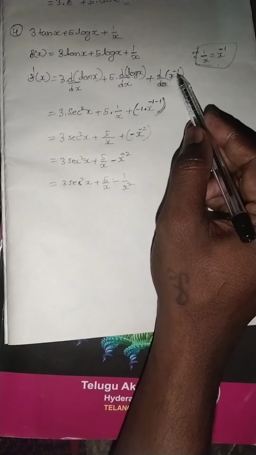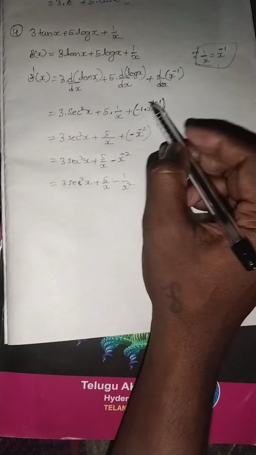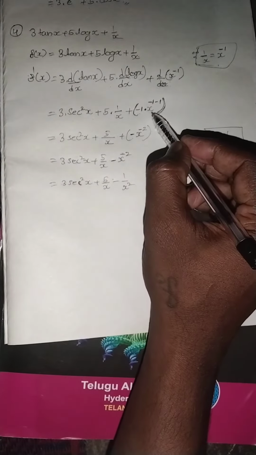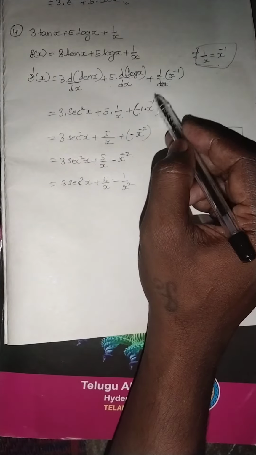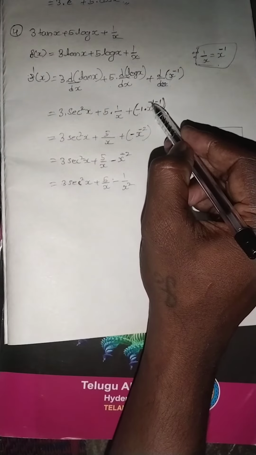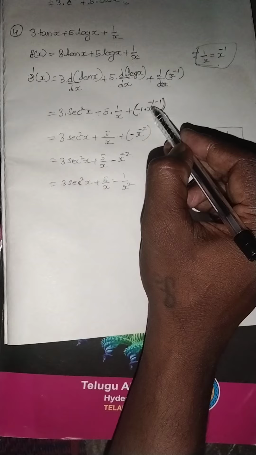derivation of x power n. Here n equal to minus 1. So derivation of x power n is n into x power n minus 1. So here n is minus 1 into x power minus 1 minus 1. Here n is minus 1.